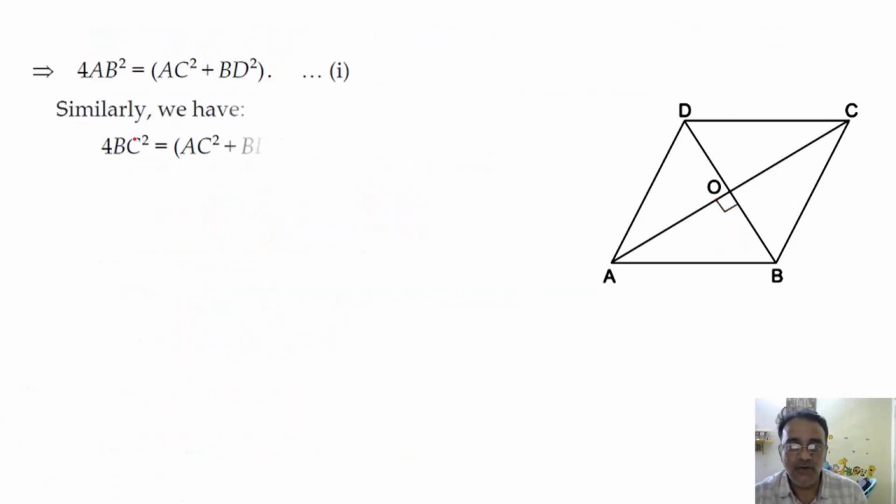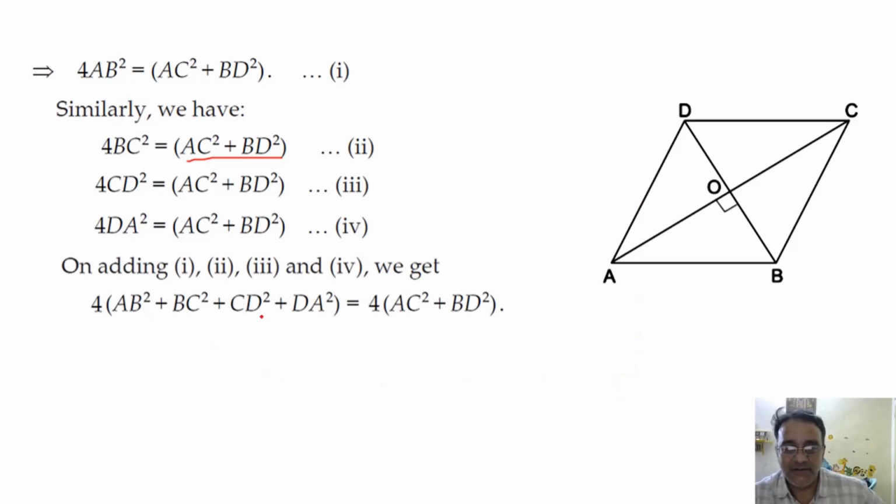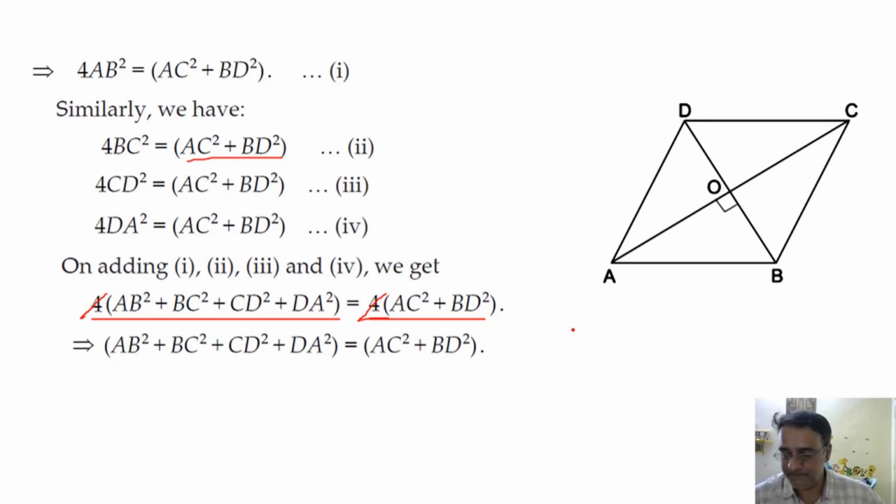Okay. Similarly we have 4 times BC square is equal to AC square plus BD square, 4 times CD square is equal to AC square plus BD square, and 4 times AD square is equal to AC square plus BD square. On adding all, we can take 4 common from both, so cancel this 4. The sum of the squares of all the 4 sides is equal to the sum of the squares of its diagonals. So this is the proof. Any doubt? No, sir.